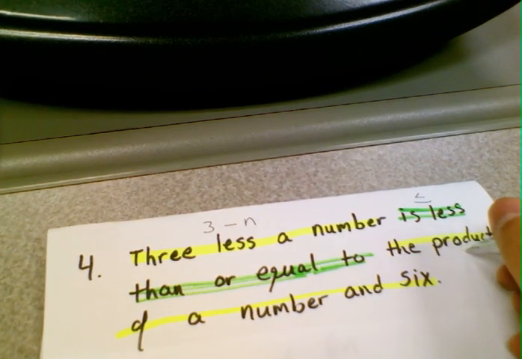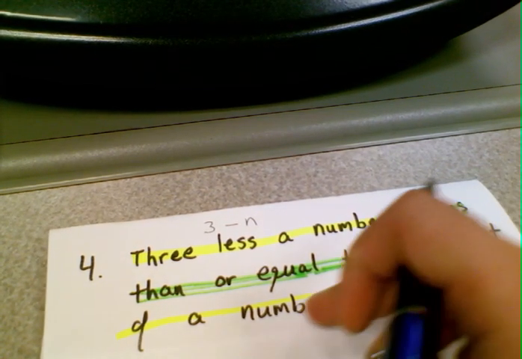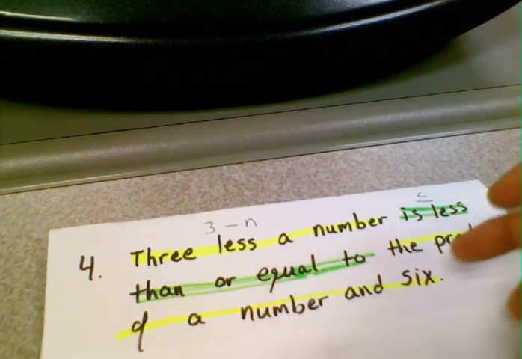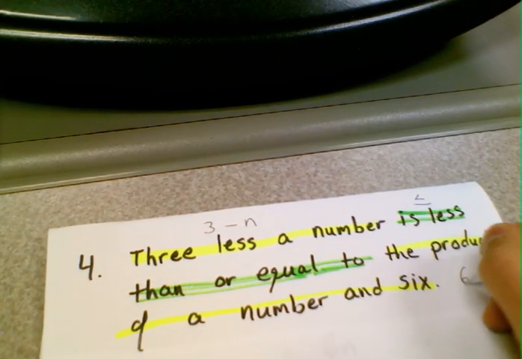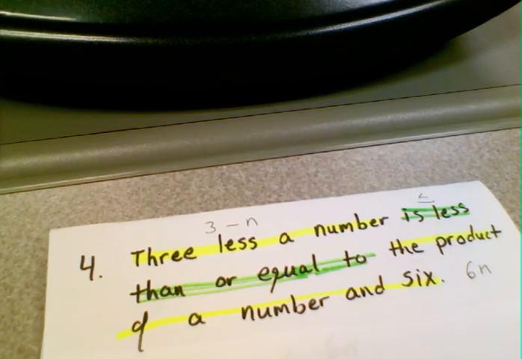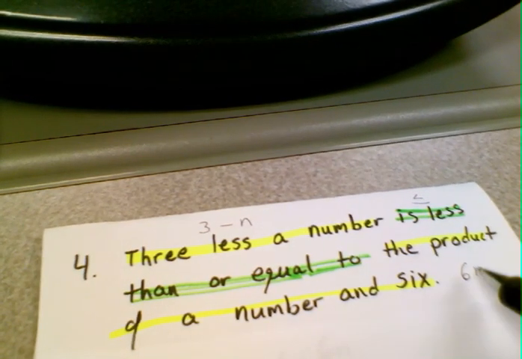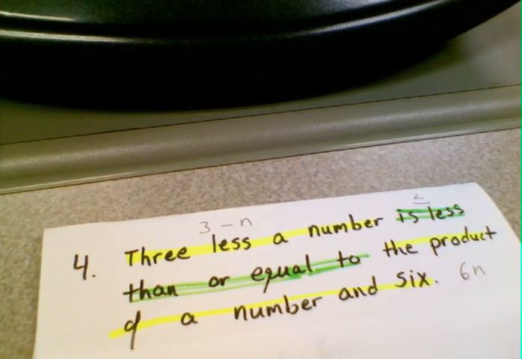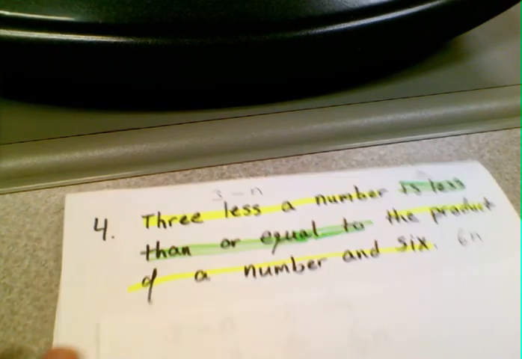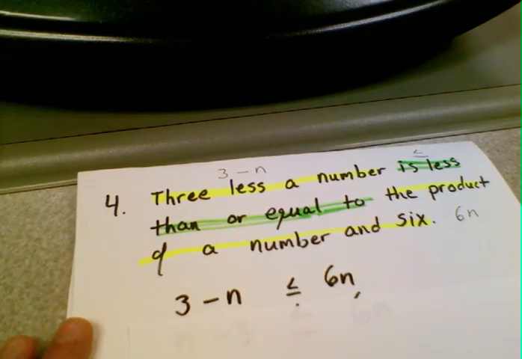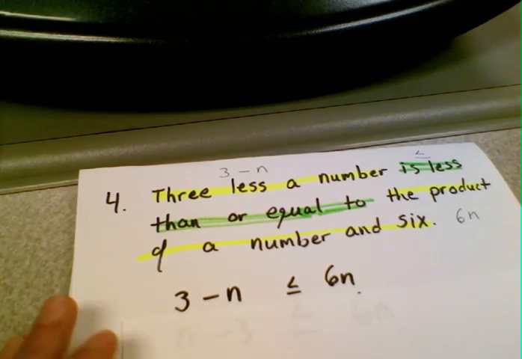Well, product means to multiply. So I have to multiply the number and 6. So you're going to see that as 6n. 6 times n, or n times 6. But again, you're going to see it as 6n for the most part there. So it looks like so. 3 minus n is less than or equal to 6n. 3 minus n is less than or equal to 6n.